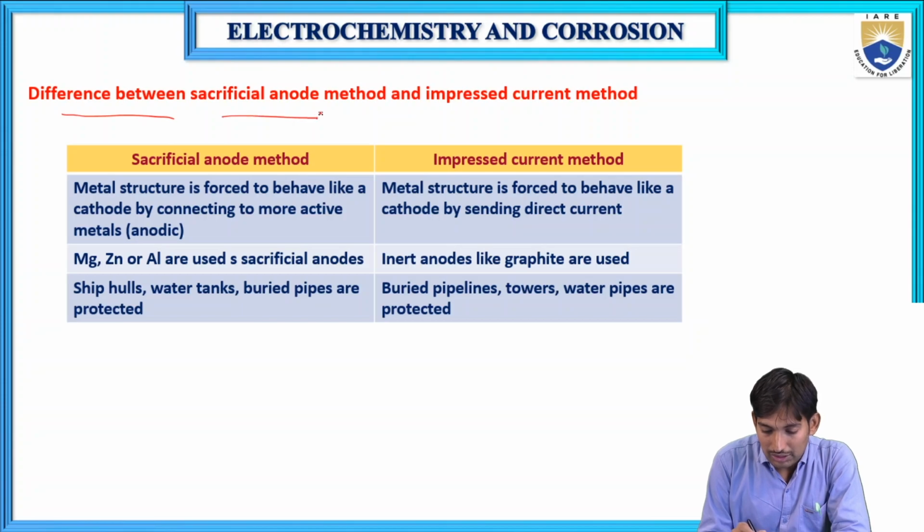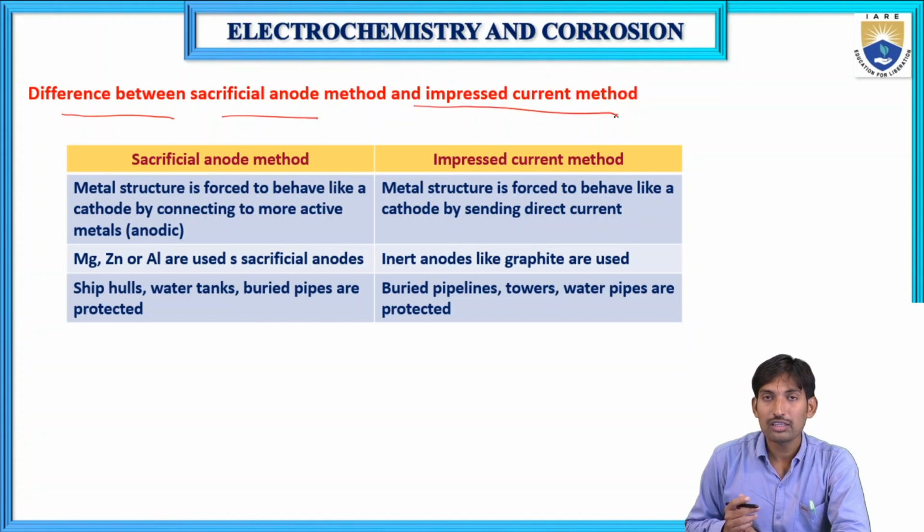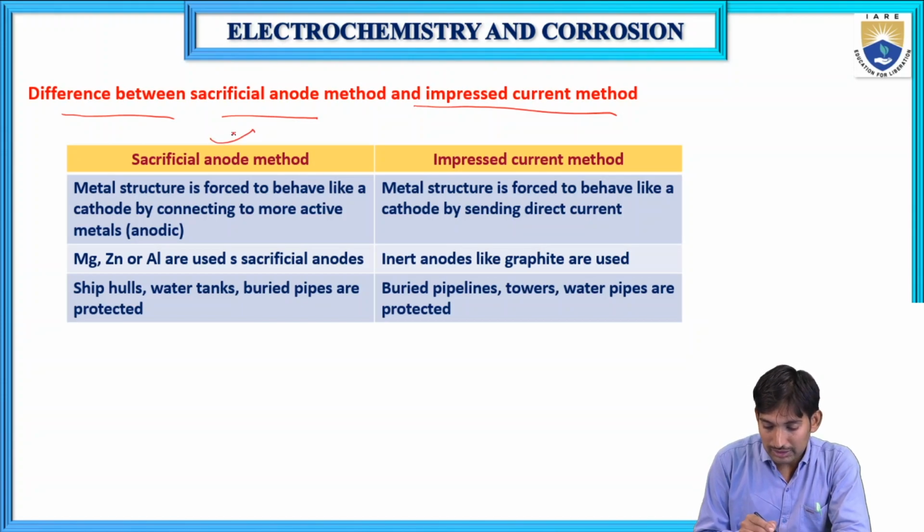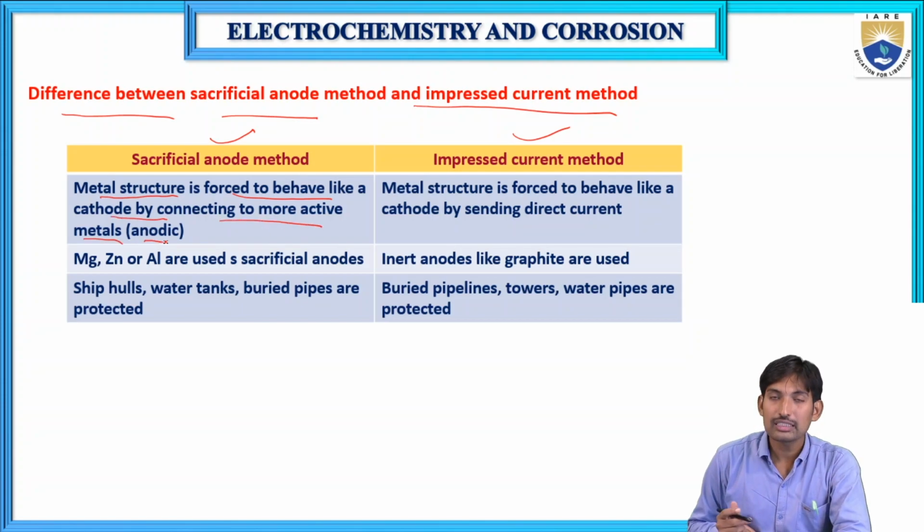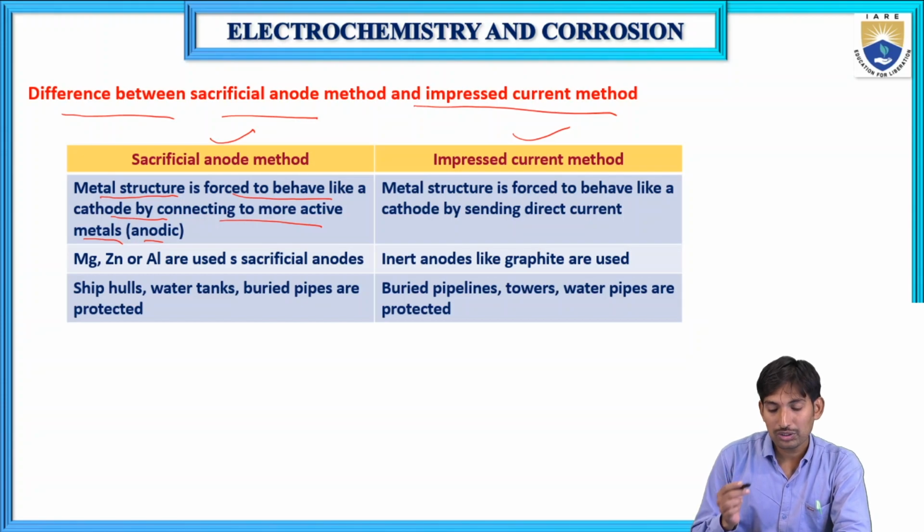Differences between the sacrificial anode method and the impressed current method. What are the differences between the sacrificial anode method and the impressed current method? We'll see. This is the sacrificial anode method and this is the impressed current method. The metal structure is forced to behave like a cathode by connecting to more active metals or anodes. In the sacrificial anodic method, we connect our base metal to anodic metals, which have low reduction potential values. In that way, our metal acts as cathode and will be protected from corrosion.